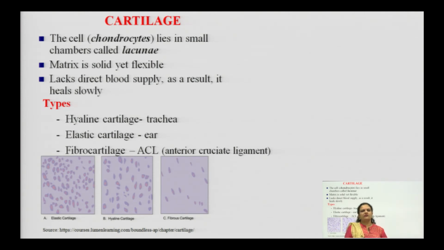Here also the extracellular matrix is solid but flexible in nature. So flexibility or elasticity is maintained here in the cartilaginous connective tissues too. The cartilaginous connective tissues lack the direct blood supply. Okay. Blood vessels are absent there. So as a result, it heals very slowly. So you have observed, I hope, if any injury occurs in our cartilaginous tissue, the area near bones or the joints, it will take time to heal completely.